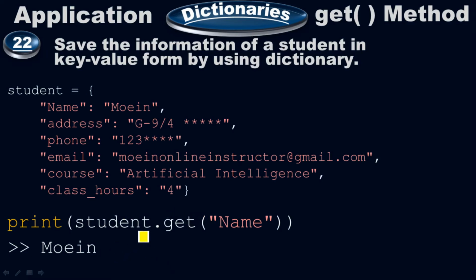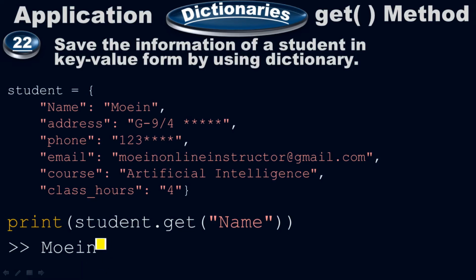But we can also use another method, which is the get method. In the get method, I'm going to take the print of student dot get of name. What is name? Name is the key. When you run it, it will return the same value Moein.